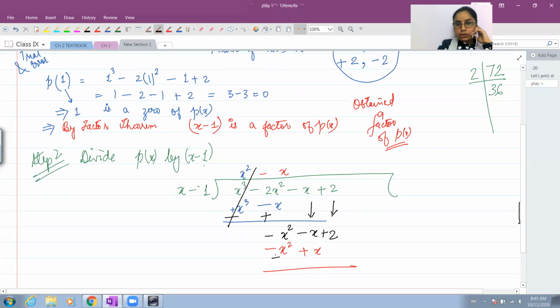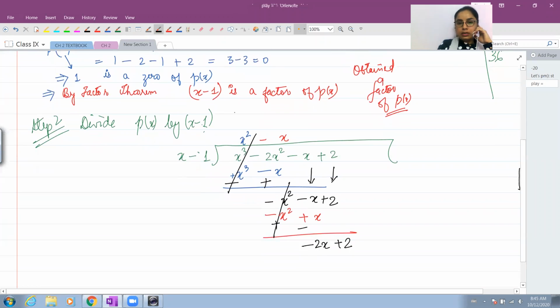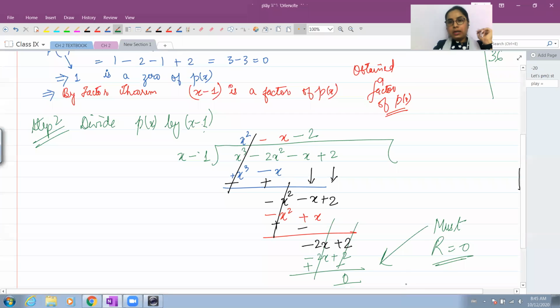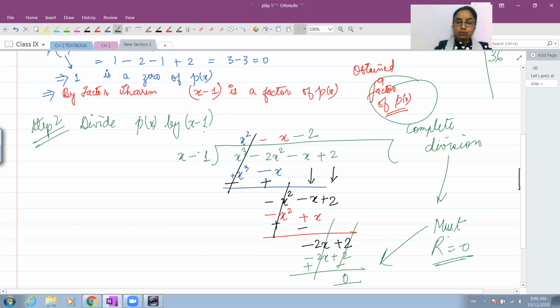Subtracting again, changing the signs. This gets cancelled. I'm left with minus 2x plus 2. And then the third term, it will be minus 2. Subtracting, the signs change and both are cancelled. This is must. Remainder must be equal to 0. Because we have obtained a factor, that would mean there will be complete division. Complete division means the remainder should be equal to 0.